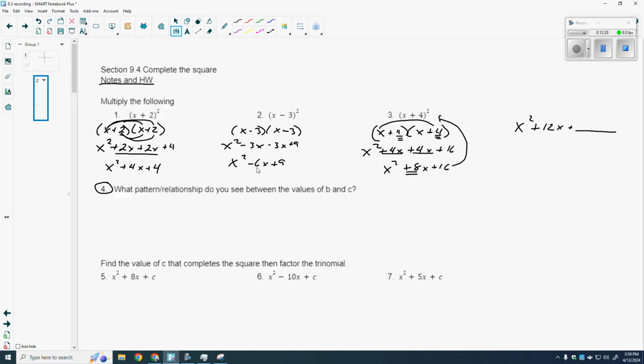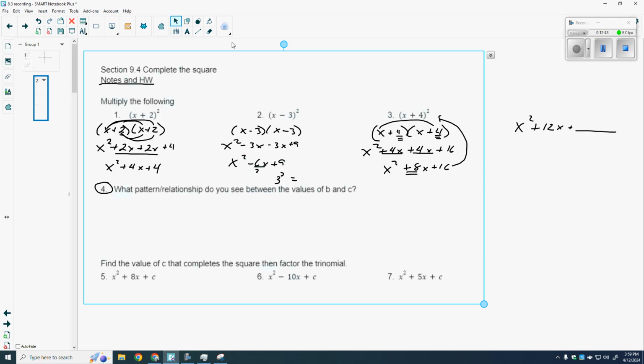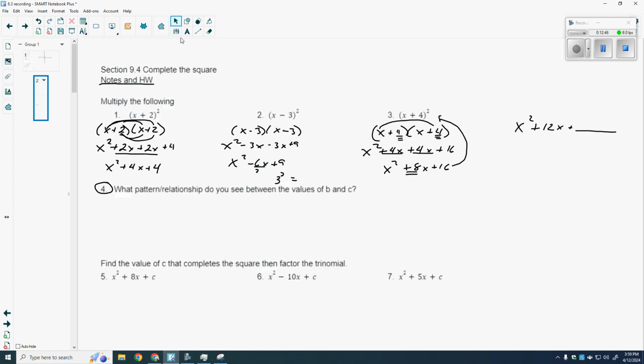Does that work over here? If I take 6 and divide it by 2, I get 3. Does 3 squared give me 9? Yeah. Does it work over here? 4 divided by 2 is 2. Is 2 squared equal to 4? Yeah. So the relationship that I see is I divide the b by 2 and square it.